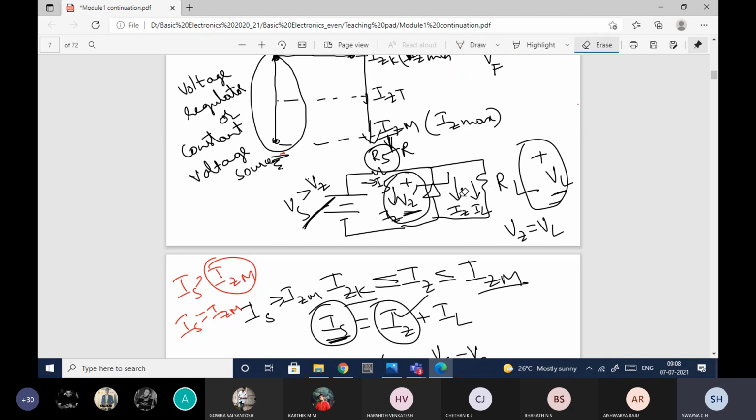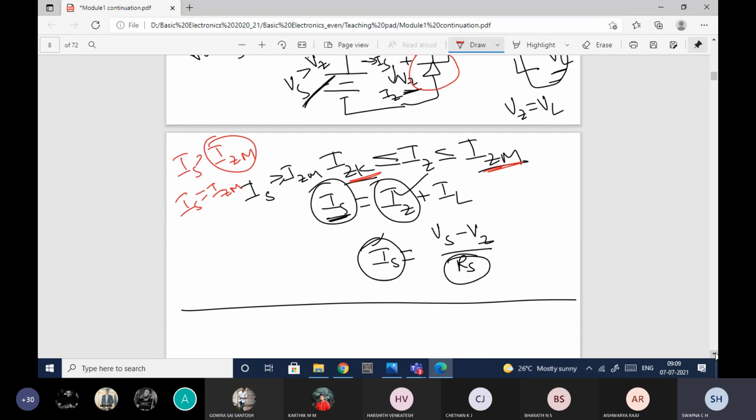Without load, in the sense you will not have load at all, and this RS will be connected in series with the Zener diode. If you connect the load across this, it is said to be the shunt regulator, because the Zener diode and the load are connected in parallel. When you don't have the load, every equation will remain the same, but IS will be equal to IZ. And this IS value should be in between IZK and IZM. Only then will the Zener diode be in the breakdown region.